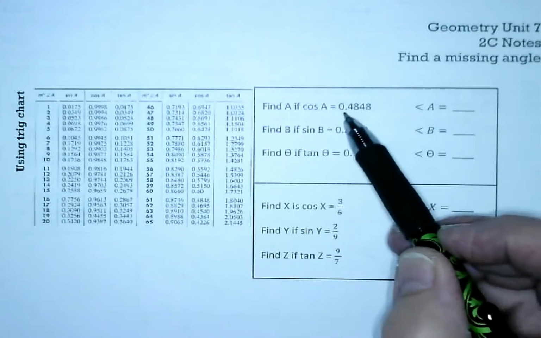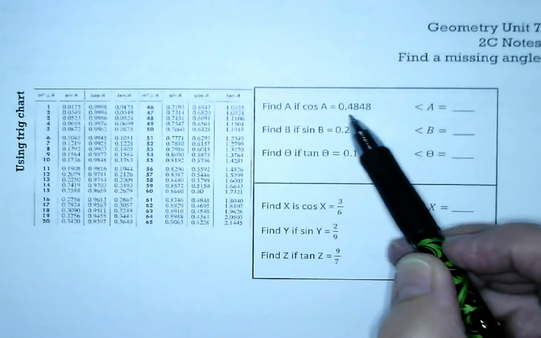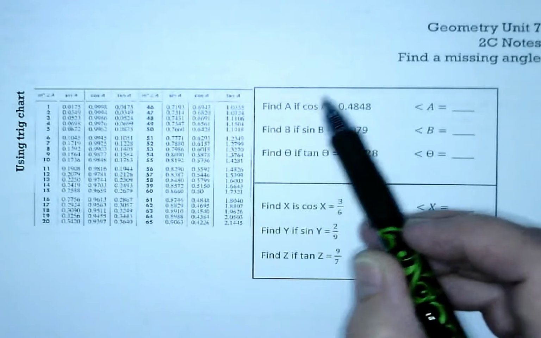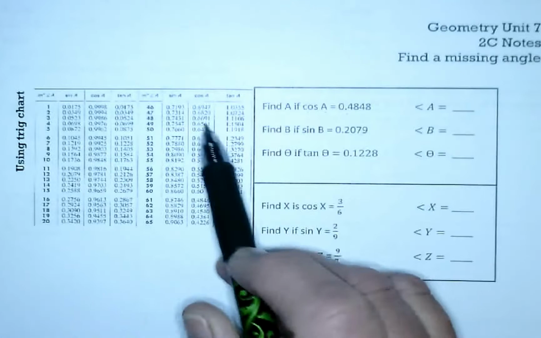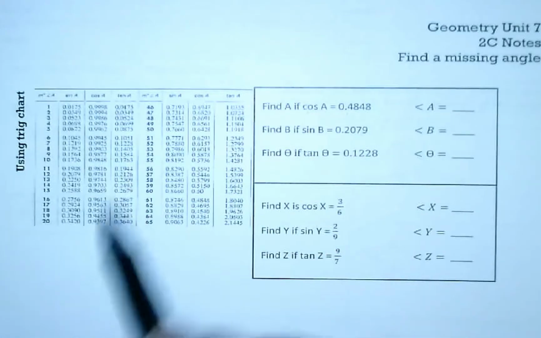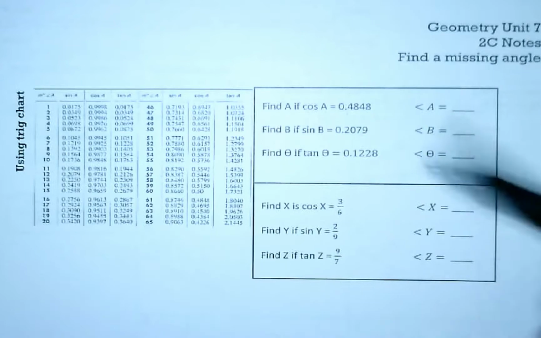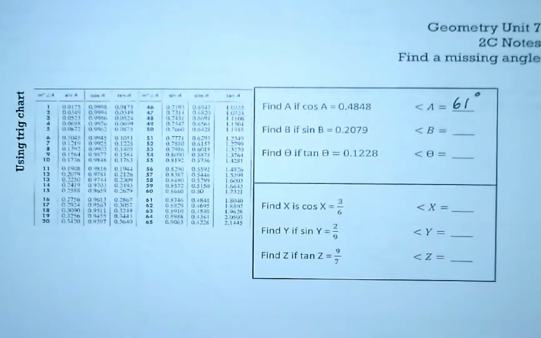If I have a decimal form, if I've done my ratio or my fraction, and I have this decimal of 0.4848, and it is the cosine, to find this angle A, I'm going to look under the cosine column until I get to 0.4848. You can see it right here, 0.4848, and that is associated with 61 degrees. So angle A for that problem would be 61 degrees.